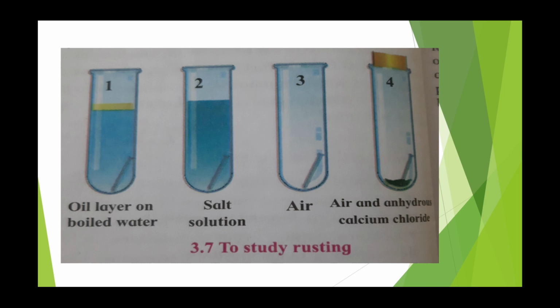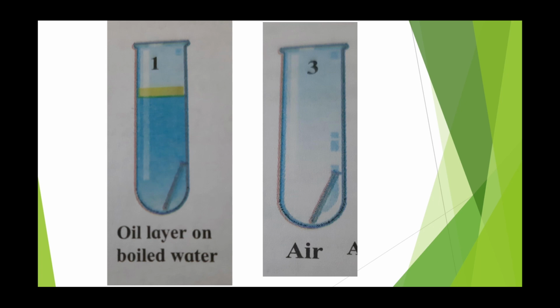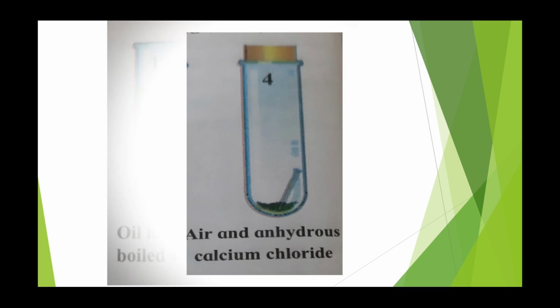So, after a few days, we can observe that in the first and in the third test tube, the color of the nail is slightly changed. That is, the test tubes having an oil layer on the boiled water and the test tube having air. In these test tubes, the nail has become a little reddish. The nail in the fourth test tube, containing anhydrous calcium chloride, does not show any change at all.